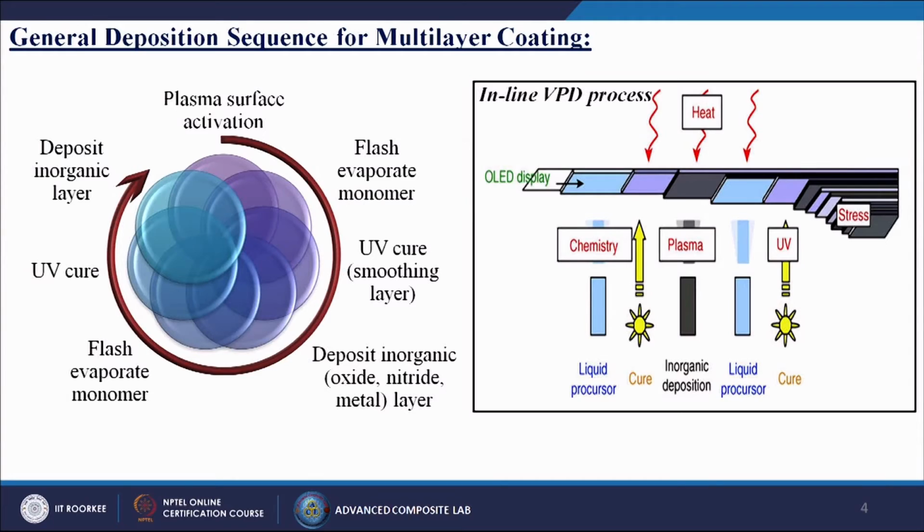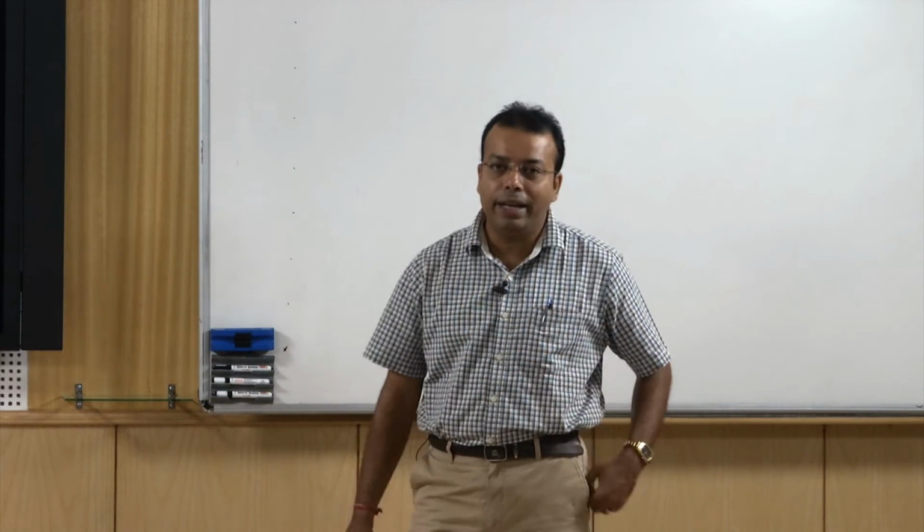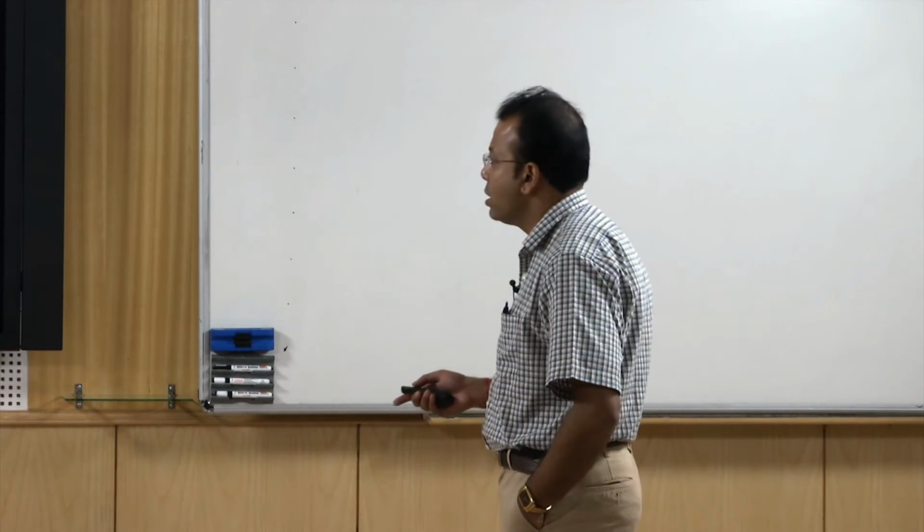In the inline VPD process, generally we give heat onto the substrate itself. We are using it for the OLED display, so generally for electronics purposes. Here we have the liquid precursor, first we coat that liquid precursor, then we do the curing, then we use plasma and some inorganic deposition takes place, then again we use the liquid precursors and do the curing process. In this way we do layer by layer depositions onto the substrate.